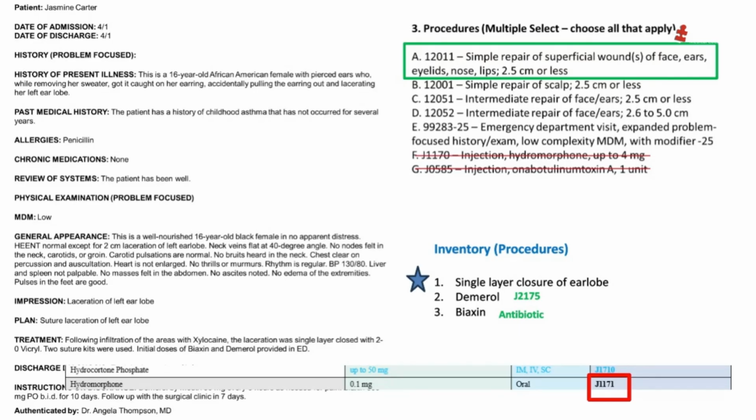Everybody with me? Because now we're going to move on to step 4, and this is where we'll need to determine the evaluation and management medical decision making. Okay, Britters, she says she's ready. Let's go.